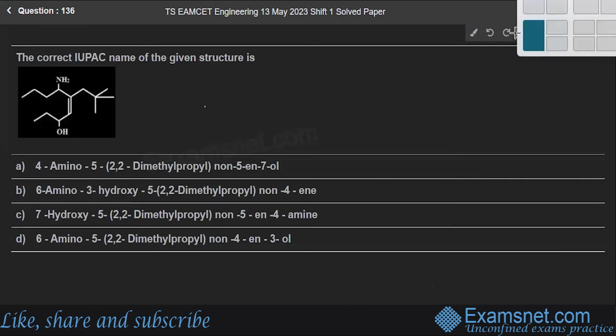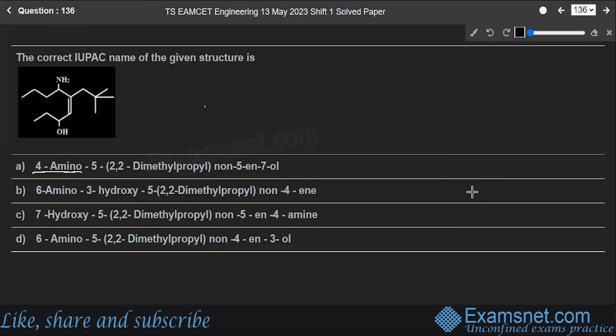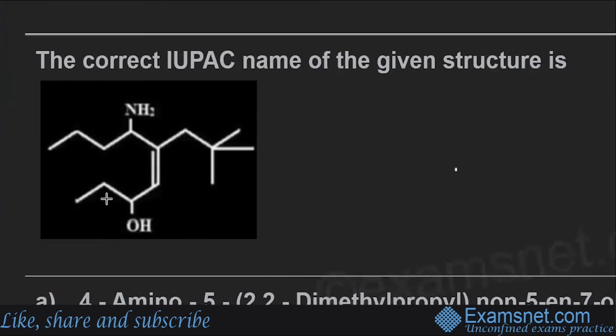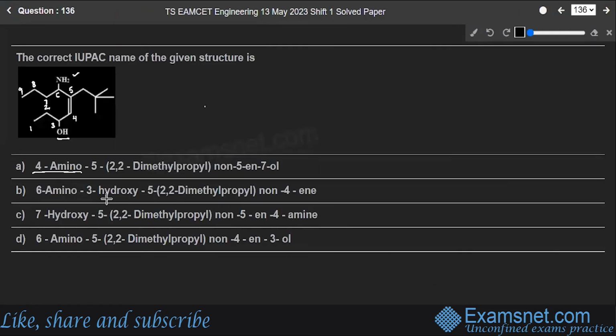Next is question 136. The correct IUPAC name for the following given structure is 4 amino. Okay, these are the given ones. I'll just write down my own name. So let's zoom it a bit. Let's do the numbering for this functional group. You have this 1, 2, 3, 4, 5, 6, 7, 8, and 9. So at the third position, you have OH group, and at the sixth one, you are having NH2. Now let's frame the IUPAC name.